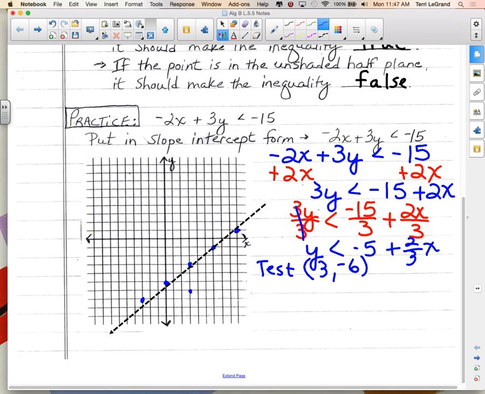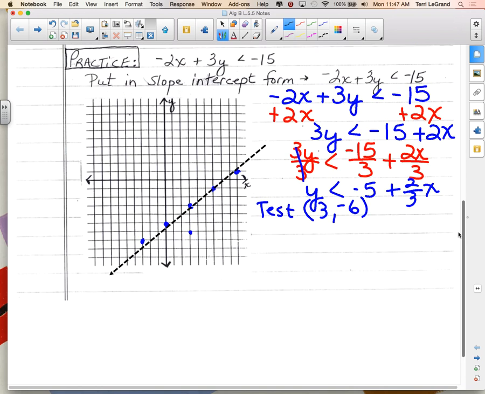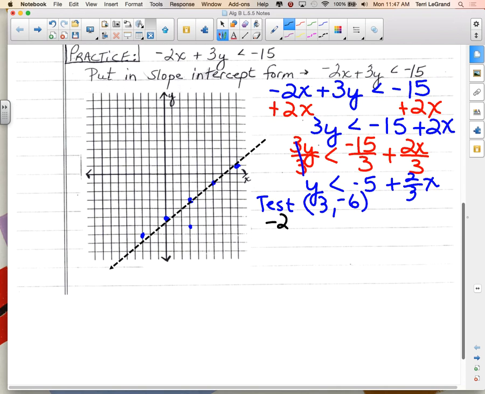So this one should make it what? True or false? True. Should make it true. Okay, so we're going to substitute in negative. We're going to go back. Remember, this is kind of like a check problem. We're going to go back and do it in the original, just in case we renamed it wrong. Remember that? We can very easily rename them incorrectly. So let's go back up here to our -2x plus 3y is less than -15, and sub our x and y value into it.